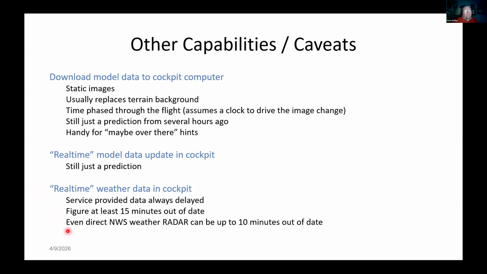So when you're looking at using this material in a cockpit, even if you've got true real-time weather, expect it to be delayed. And even if the product looks neat when you're sitting on the ground, it might not be usable in the air. If it's derived from a model, so even if you've got SkySight and the convergence model and that kind of thing, that's still just a prediction. You have to keep that in mind.